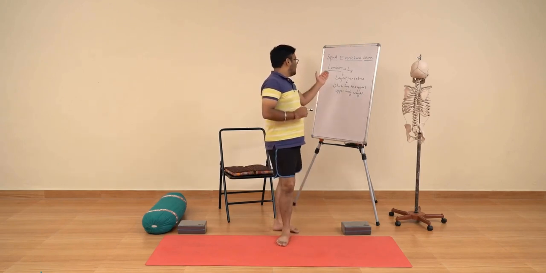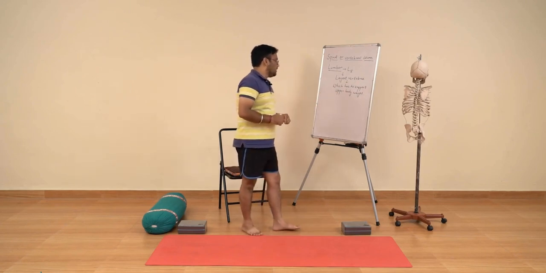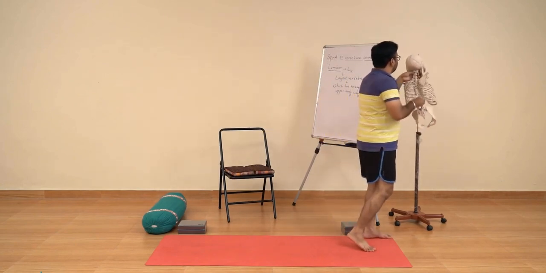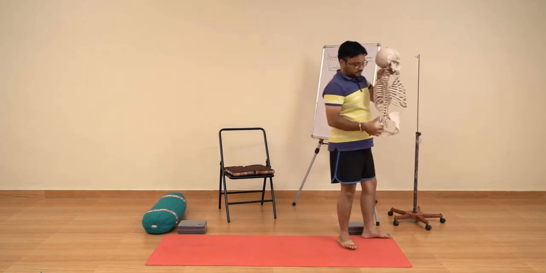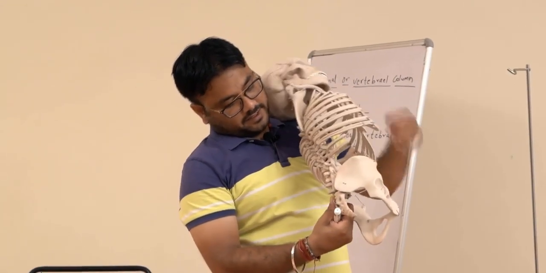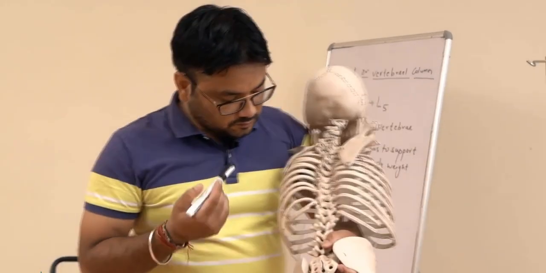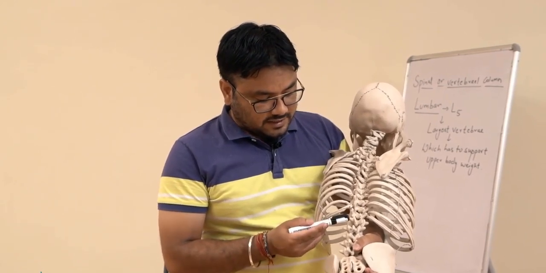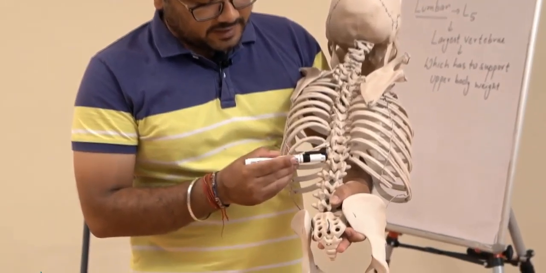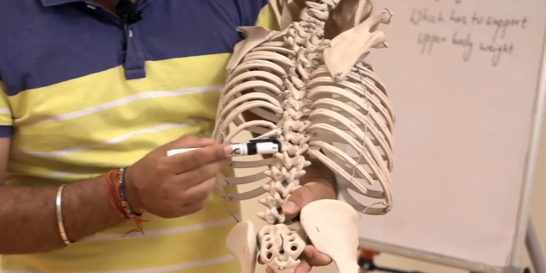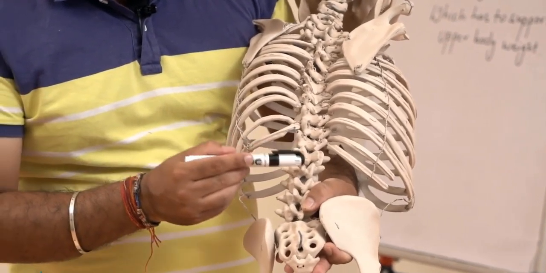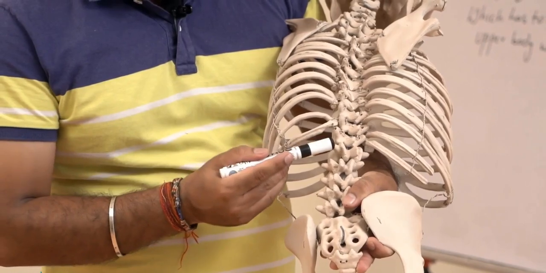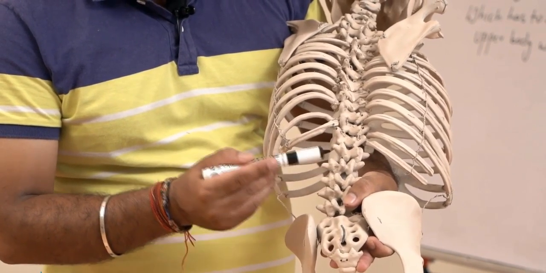So lumbar spine, L5, the largest vertebra, which has to support the upper body weight. Let's talk about the lumbar spine in more detail. So where is the lumbar spine? After the thoracic spine, here ends the T12. So this is the L1. You can see it is bigger than the thoracic and bigger than the cervical, the largest vertebrae. L1, L2, L3, L4, L5.